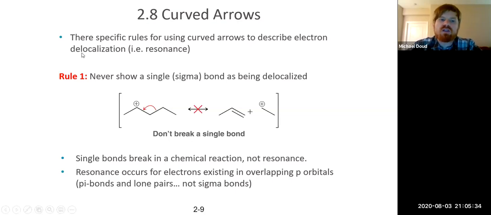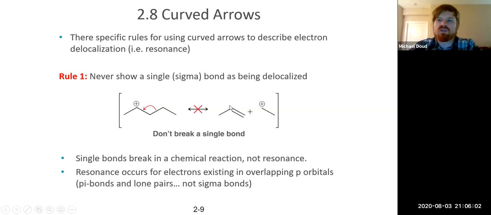So for example, rule number one: never show a sigma bond as being delocalized. Sigma bonds can't be delocalized. It's got to be the pi overlap that drives the delocalization. For example, here, it's showing this sigma bond forming a pi bond over here. That's not delocalization. That's a reaction that's occurring. That would be like if you had a reaction where this is your reactant and this is your product. That's not what we're talking about.